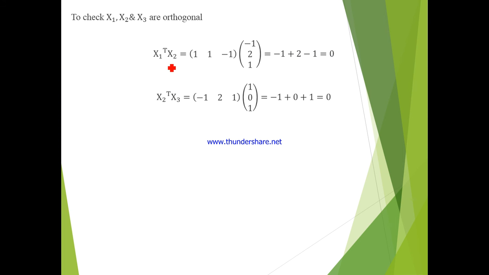Like the previous one, we verify for X2, X3 and X1, X3. Here X2 transpose into X3: minus 1 into 1, 2 into 0, 1 into 1. So the answer is 0, so X2 and X3 are orthogonal. Here X3 transpose and X1: 1, 0, 1 times 1, 1, minus 1. 1 into 1, 0 into 1, 1 into minus 1. So we get 0. So X1, X2, X3 are orthogonal.